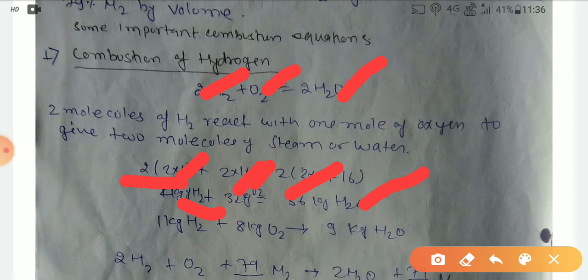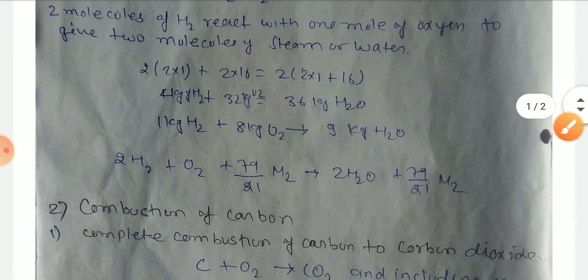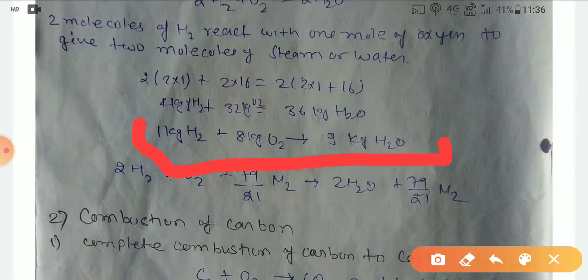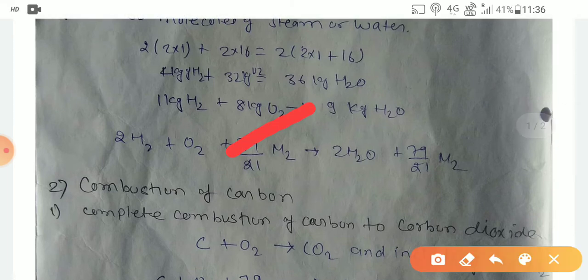So I am going to write it on the basis of 1 kg of hydrogen reacting with 8 kg of oxygen to form 9 kg of water. This is very important for solving problems, so you must remember it. And then I will also write it on the basis of nitrogen.